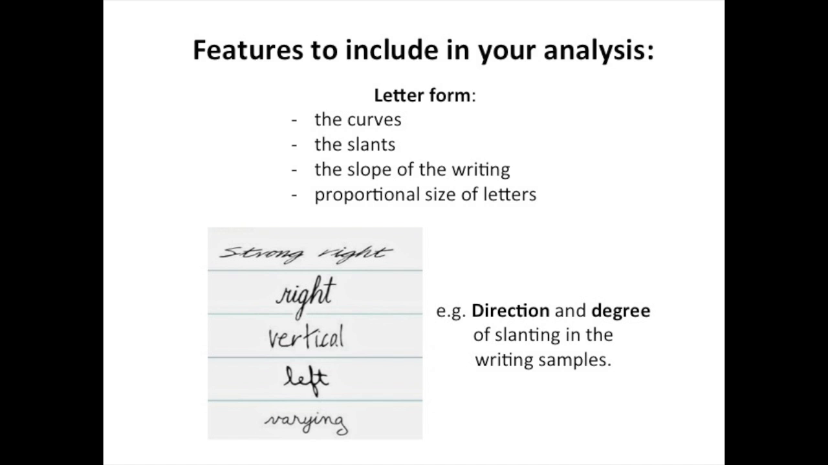You can see in the examples given on the screen that the direction and degree of slanting can vary a lot and drastically change the appearance of the writing. This has a lot to do with how someone likes to hold their hand and pen in relation to the page. It is important to note that these features may vary for a person depending on whether the particular letter is at the beginning, in the middle, or at the end of a word.